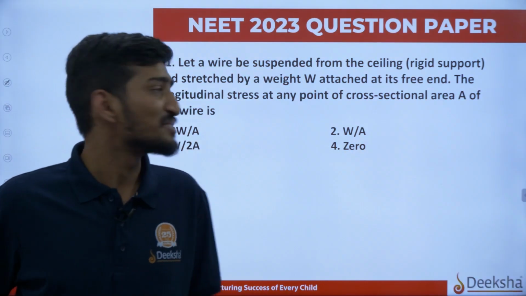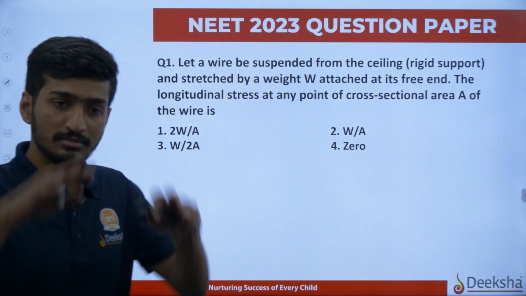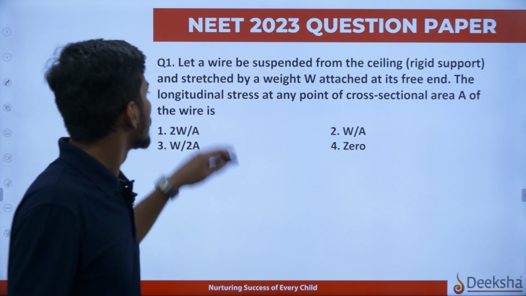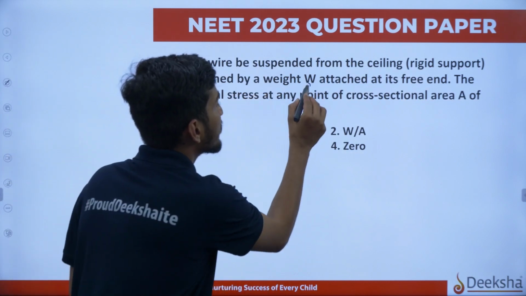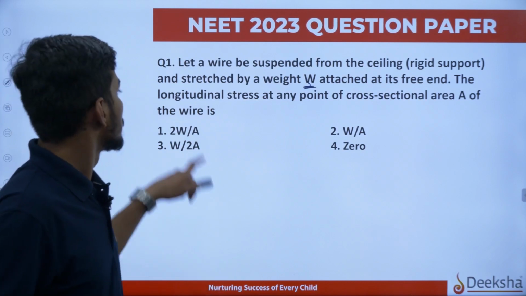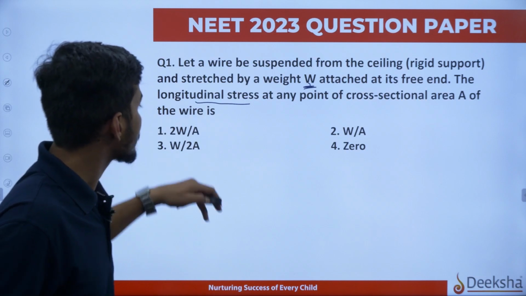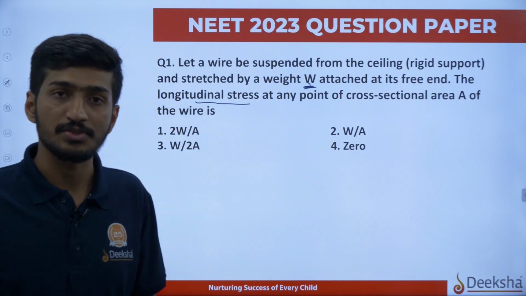So let's look at the first question. This question says there's a wire suspended from a ceiling or any kind of rigid support, and it's stretched by a weight W attached to its free end. The longitudinal stress at any point in the cross-sectional area A of the wire is?